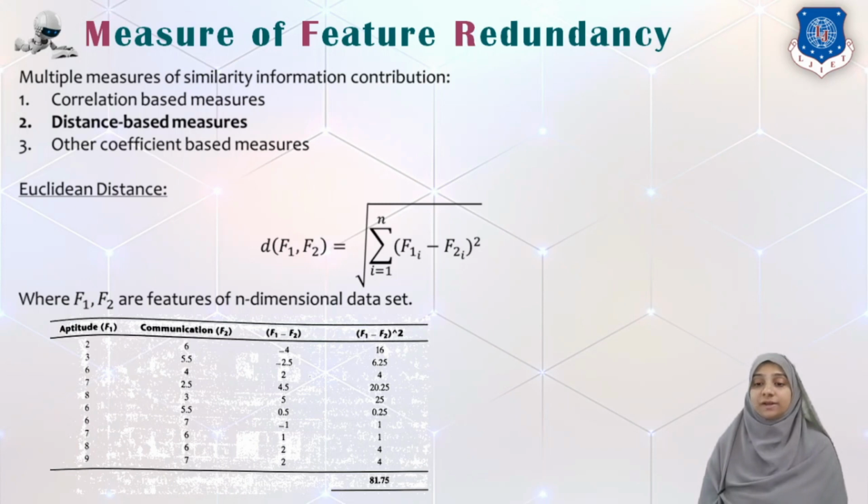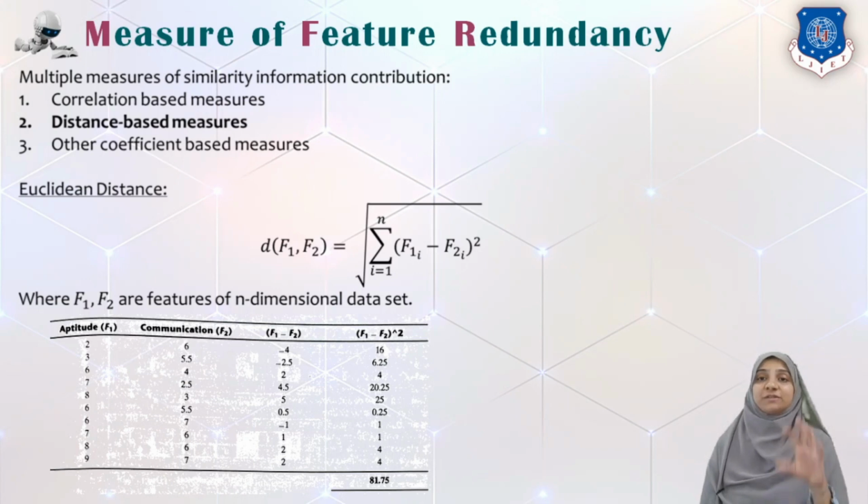How to calculate Euclidean distance? Say, for example, I have aptitude as feature 1, F1, and communication as feature 2, F2. I will calculate their difference, that is F1 minus F2, row by row, and this will give me all data points' differences. I will first square them to avoid negative values. So I will take the square of F1 minus F2, which will give me the last column. Now the summation of this last column is taken, and the square root of that summation gives me the Euclidean distance between the two features.